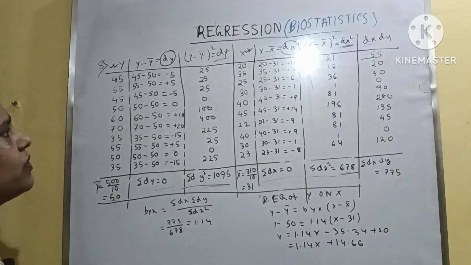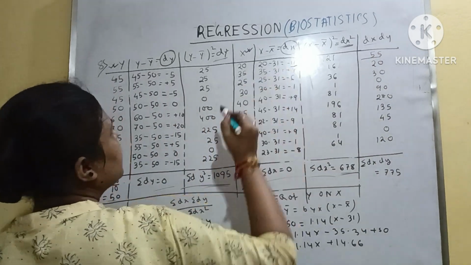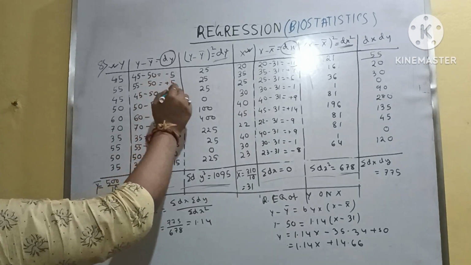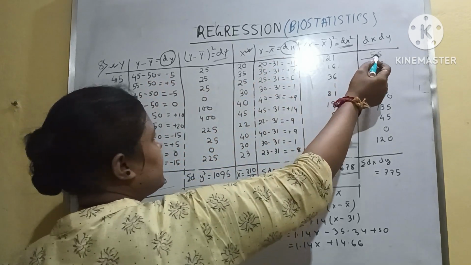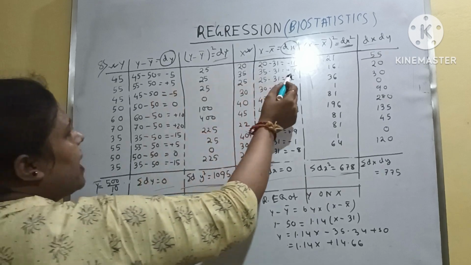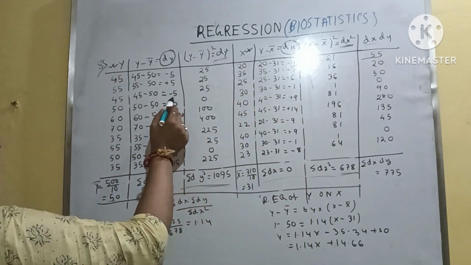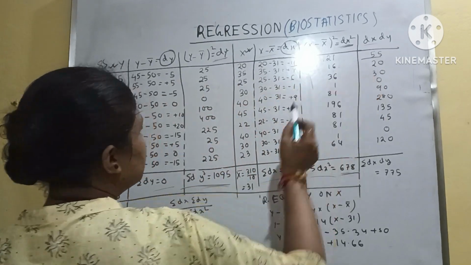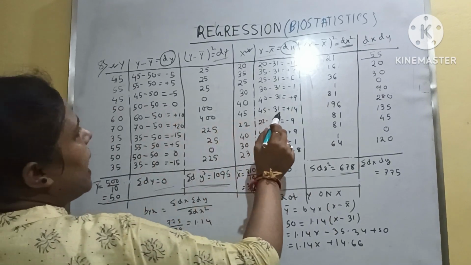Okay, dx dy. Suppose the first one, 11 and 5, minus 5 and minus 11, the answer is 55. Then plus 5 and plus 4, 20, minus 5 minus 6, 30. Then 0.